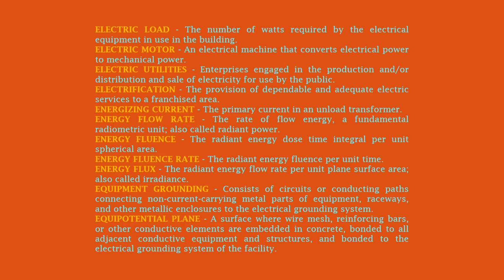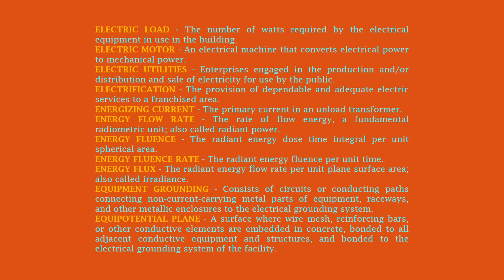Energy fluence. The radiant energy dose time integral per unit spherical area. Energy fluence rate. The radiant energy fluence per unit time. Energy flux. The radiant energy flow rate per unit plane surface area, also called irradiance. Equipment grounding. Consists of circuits or conducting paths connecting non-current carrying metal parts of equipment.